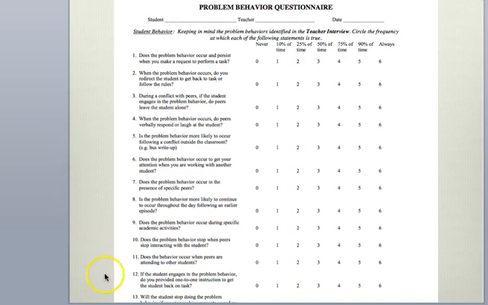If we jump down here near the bottom, number 10, does the problem behavior stop when peers stop interacting with the student? Does the behavior occur when peers are attending to other students? If the student engages in the problem behavior, do you provide one-to-one instruction to get the student back on task? So what we're really doing is trying to find out what's been done, and what works and what doesn't work, and what happens before the behavior starts, what happens when the behavior is occurring, and after the behavior occurs. So you have a whole checklist that the person can go in and fill out, also at least a page or more long.